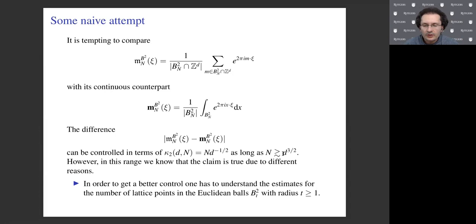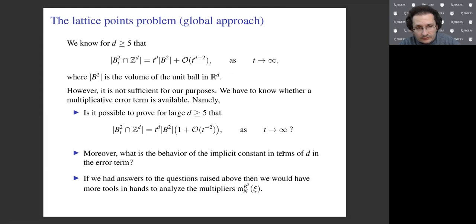one has to understand the number of lattice points in the Euclidean balls. And in general, when the dimension is bigger than or equal to 5, then we know that the number of lattice points is equal to the radius to the power of the dimension times the volume of the unit Euclidean ball, plus the error term. And the error term behaves like t^-2.